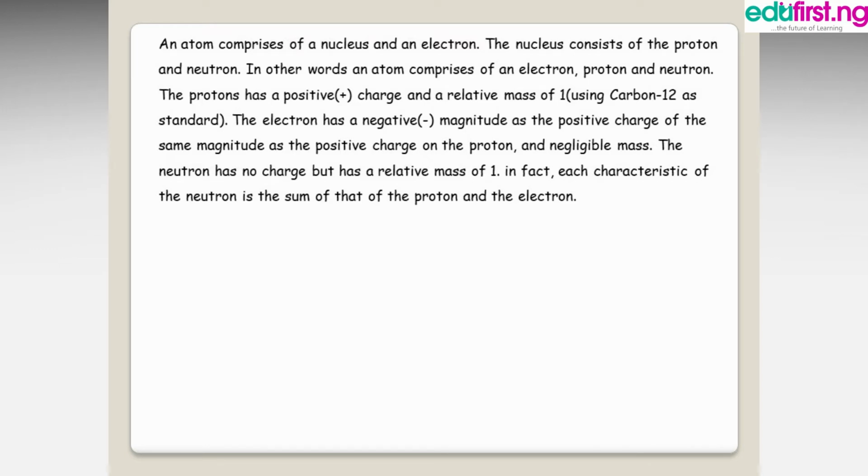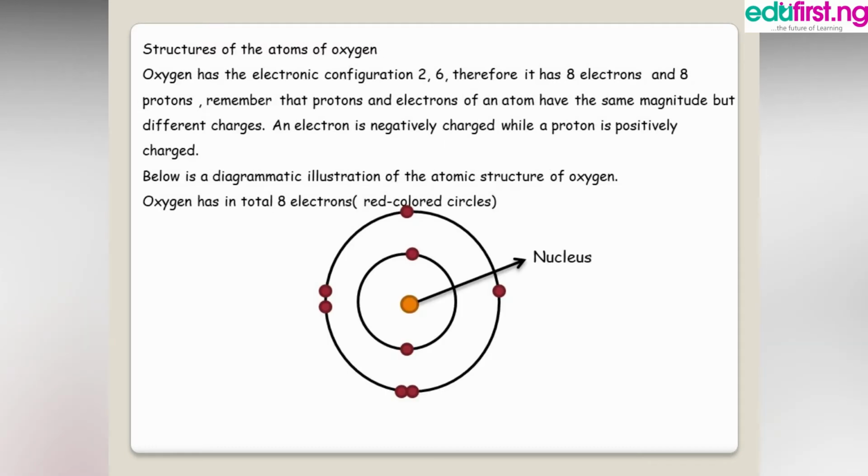All right, so let's move to the structures of atoms, and I'm just giving you an example. Let's check the structure of the atom of oxygen. Oxygen has the electronic configuration of 2 and 6. The atomic number of oxygen is 8. So it has 8 electrons and 8 protons, showing you that they have the same magnitude, electron and proton, but they just have different charges. So this is the diagrammatic illustration of the atomic structure of oxygen.